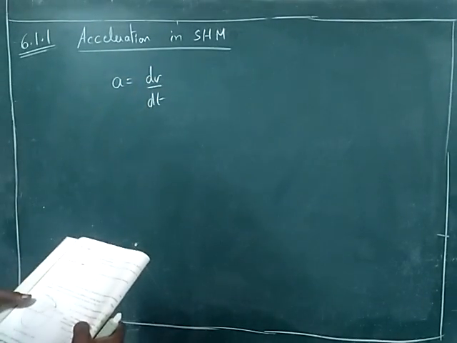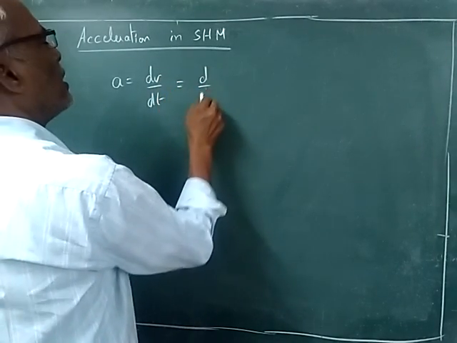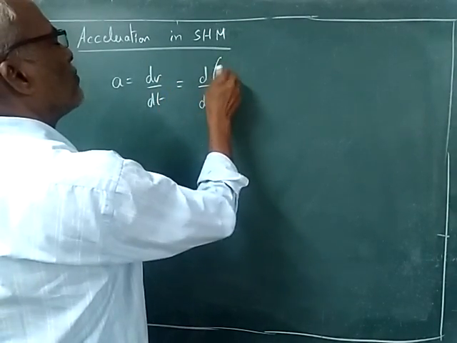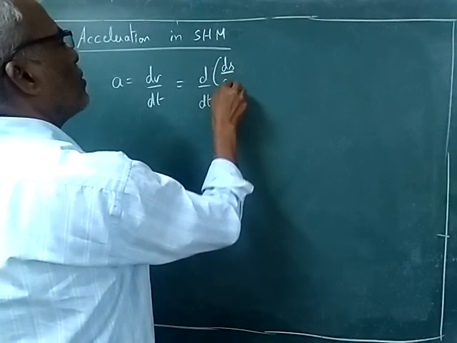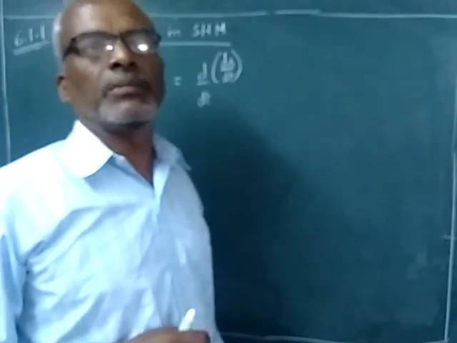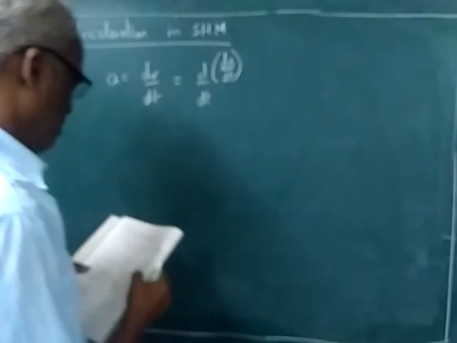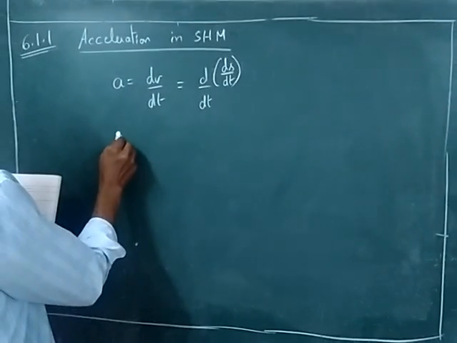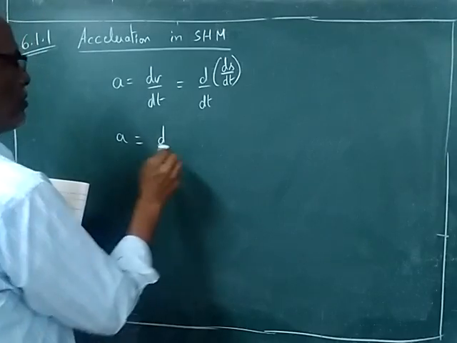Okay, but velocity is d by dt of rate of change of distance. So ds by dt. So in our case the displacement is mentioned as y. So dy by dt. So acceleration is equal to d by dt of velocity.